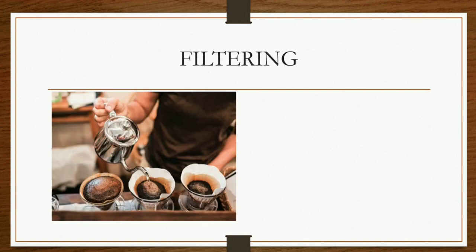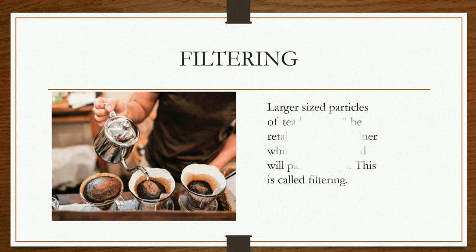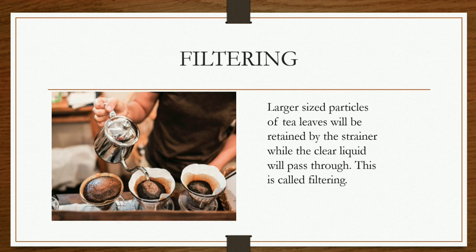We know our parents are making tea at home daily. Yes. So large size particles of tea leaves will be retained by a strainer while the clear liquid will pass through. When we are making tea, we cannot have the tea leaves together. We need to filter them through some kind of process. So for filtering those tea leaves, we'll be using a process called filtering. The separation method used for filtering tea leaves is filtering.